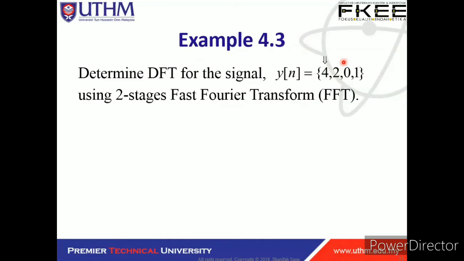So this is example 4.3. You are given a discrete signal y[n] 4 2 0 1. You need to calculate using the fast Fourier transform. Since this question does not mention what method to be used, whether it is DIT or DIF, you can use any method. You can choose to use DIT or DIF.